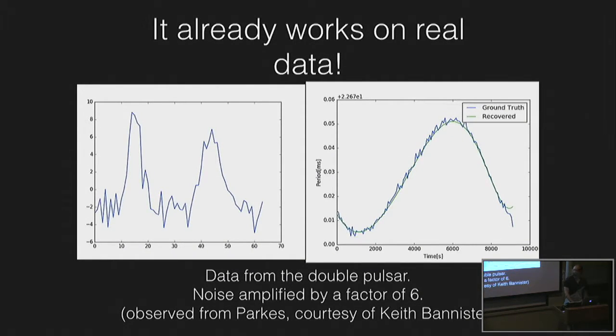Good. It already works on real data. Okay? So I took the double pulsar found in 2005, and I took real data of it that dispersed correctly, and I amplified the noise by a factor of 6. So I have also the truth, and I can give my algorithm a tryout at maximal sensitivity, at the most challenging situation in which the pulsar is just above the signal-to-noise ratio required for discovery. And it already works.